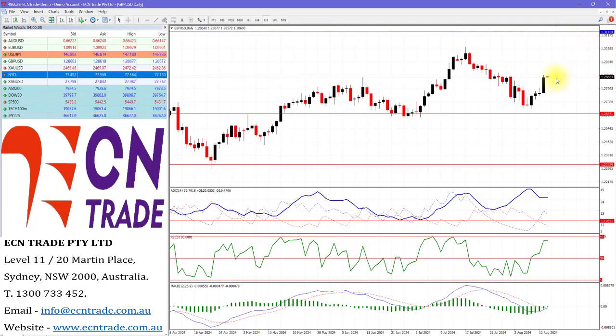But we've still got a few levels to tackle, so therefore traders should monitor signals closely and be prepared for any potential pullback, with the support seen minor at 128.15 and the key support now seen at 127.65.